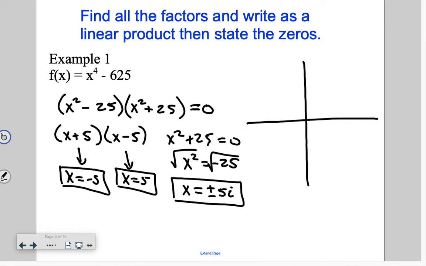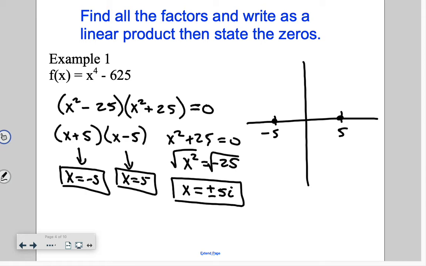Okay? So let's take a look. Let's put it on the graph. There's 2 of my zeros. What shape is this graph going to look like? It's going to be a W. You know it's, again, fourth degree, W or M. Because it's a positive x to the fourth, it's opening up. That's what makes it a W.